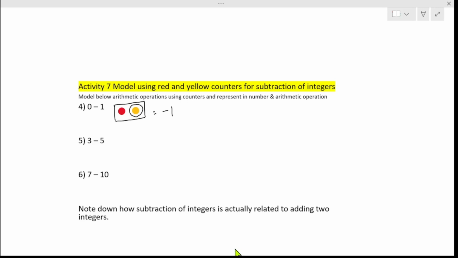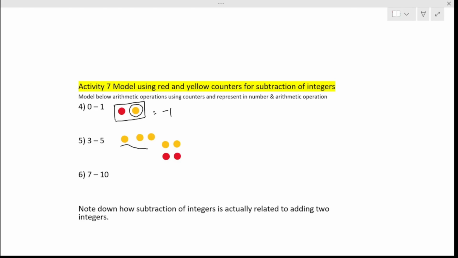Now pause and try doing it for the 5th and 6th. So you have 3 positive counters and you want to take 5. Do you have enough to take away 5? No, you don't have enough. How many more do you need? I need 2 more yellow counters. So I add 2 yellow counters and 2 red counters because plus 2 and minus 2 is 0. And now you get 3.